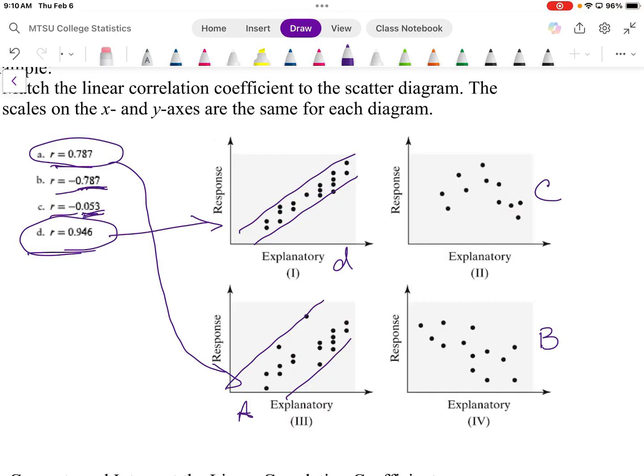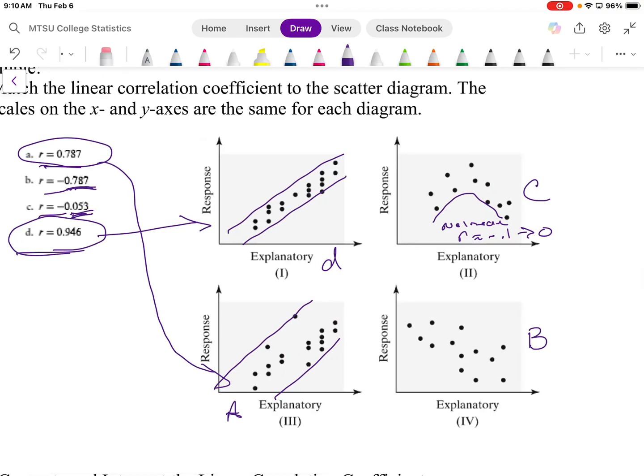0.05. Negative 0.05 means that there is a negative trend, but it's really spread out and possibly nonlinear. And so that's where I see, hey, this little curve is more nonlinear. So I should be looking at an R value of somewhere around, in this case, negative 0.1 to 0. I should be looking at something really small, okay? So that's why I assigned the C to that one and the B to the other one.